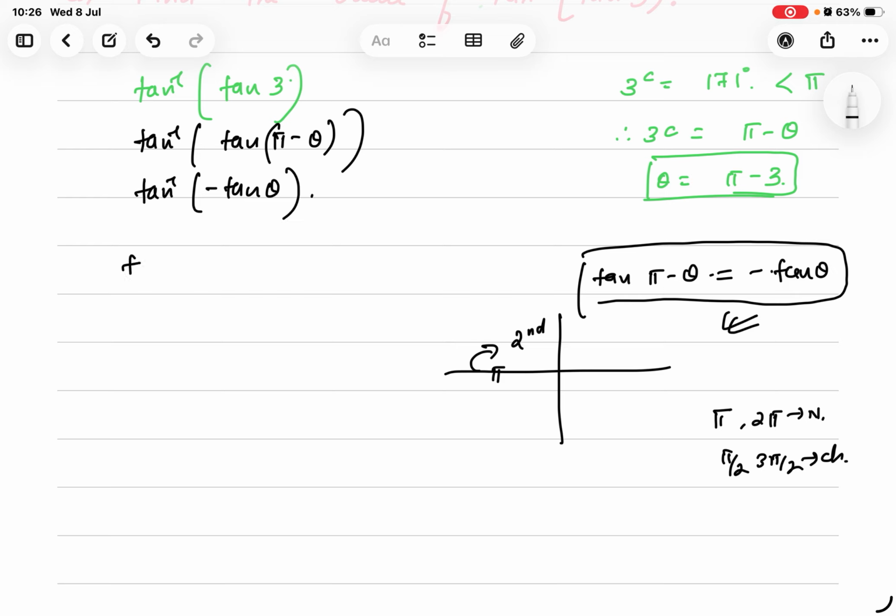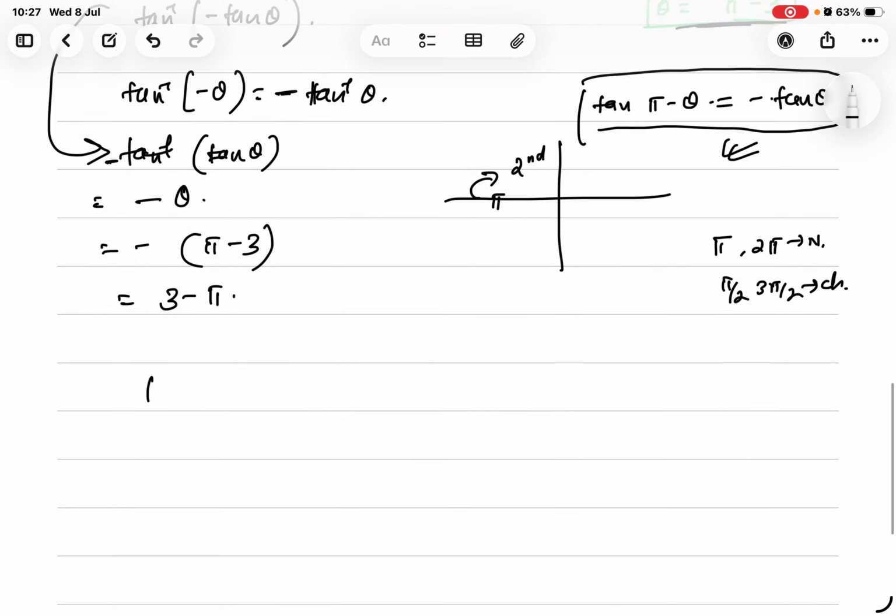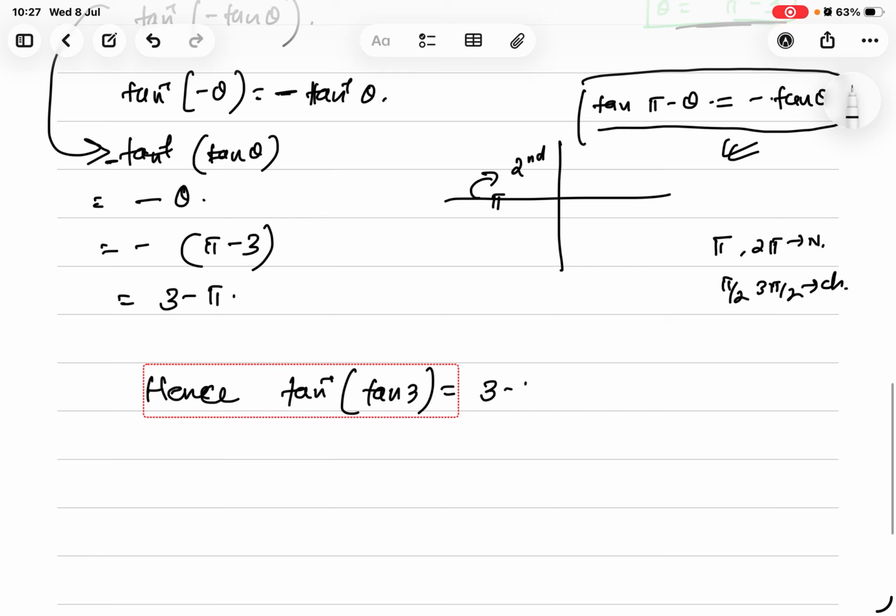Now you have to solve that. Tan inverse of minus theta is equal to minus tan inverse of theta. Then tan inverse of minus tan theta becomes minus tan inverse of tan theta. Then the value becomes theta, as these cancel. Now what is the value of theta? That is pi minus 3. Pi minus 3, then you can write it as 3 minus pi. Hence you can say that tan inverse of tan 3 is equal to 3 minus pi.